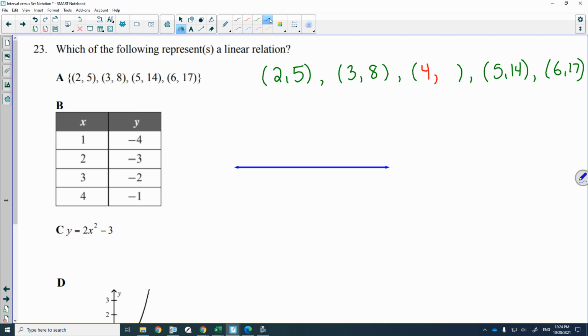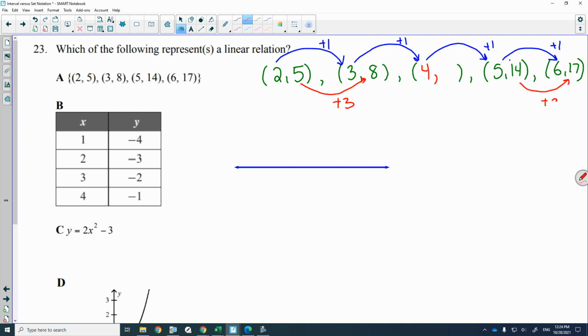What's happening is you have to figure out what's happening to each x. If you go from 2 to 3, you're adding 1. Go from 3 to 4, you're adding 1. 4 to 5, you're adding 1. And 5 to 6, you're adding 1. Okay, let's see what's happening to our y values. You are going from 5 to 8. What are we adding here? 3. Just check this one. Make sure it's 3. It is. So what would my missing point be? 11.